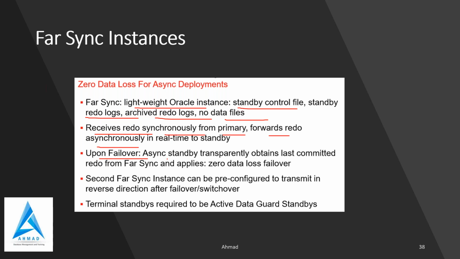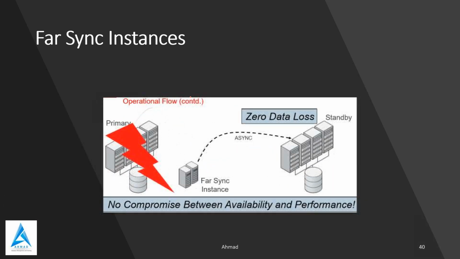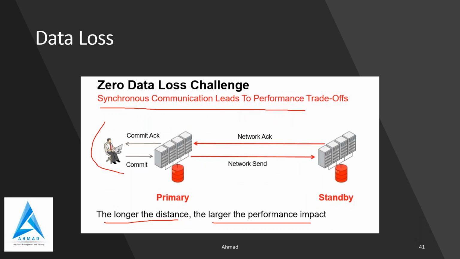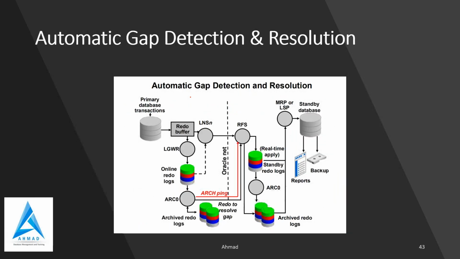And upon failover, the asynchronous standby obtains the last committed redo from the Far Sync instance and applies it, giving zero data loss failover. Second, the Far Sync instance can be pre-configured to transmit in the reverse direction, and the terminal standby is required to be an Active Data Guard standby. So these are the things for zero data loss in asynchronous deployments. That is too much about Far Sync, and I cannot cover it in the introduction, so I have added only these two things.